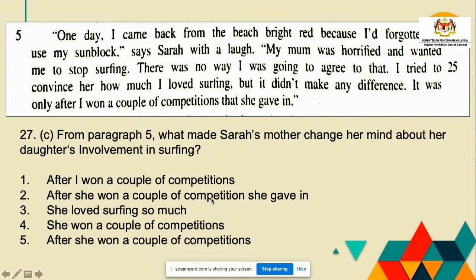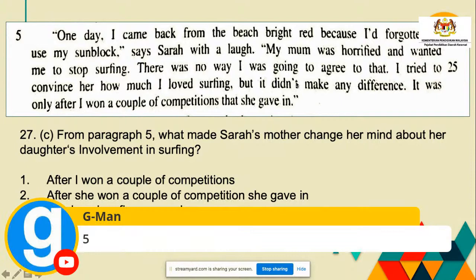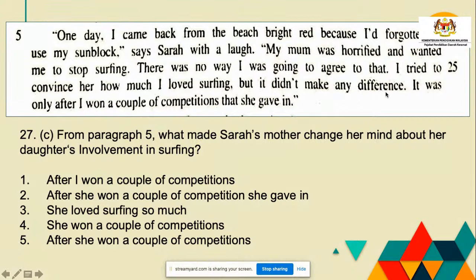Okay? Alright, number three. Okay, remember number one, not acceptable. Number two, not acceptable too. What about number three? Okay, number three, she loved surfing so much. Adakah kerana dia love surfing so much, mak dia berubah fikiran? Tadi kan, how much I love surfing, but it didn't make any difference. Maksudnya, walaupun dia suka sangat surfing, tapi tidak dapat merubah fikiran mak dia. So, number three is not acceptable. Okay, so when you want to answer a question like this, always refer to the paragraph. Beberapa kali pun tak apa. Make sure that you are answering it correctly.